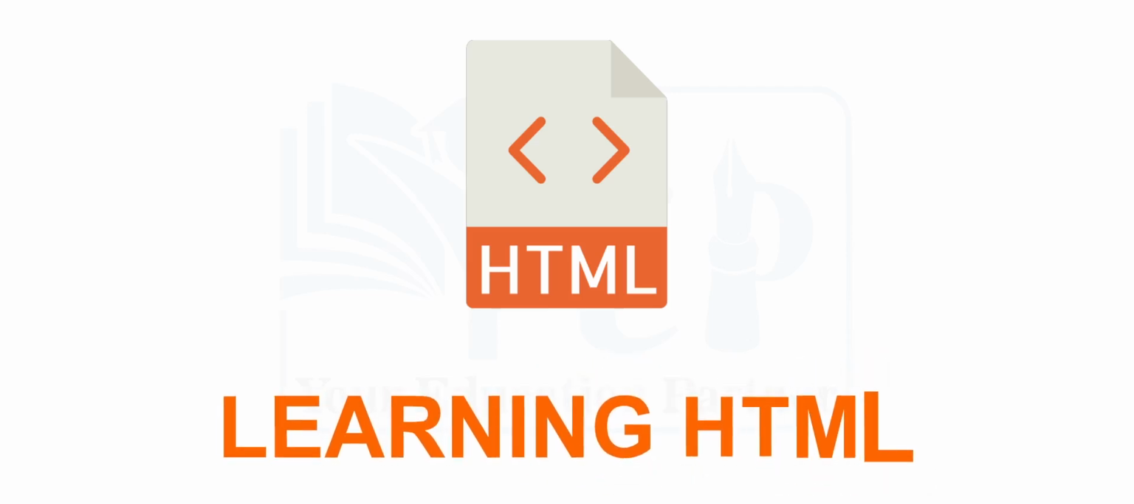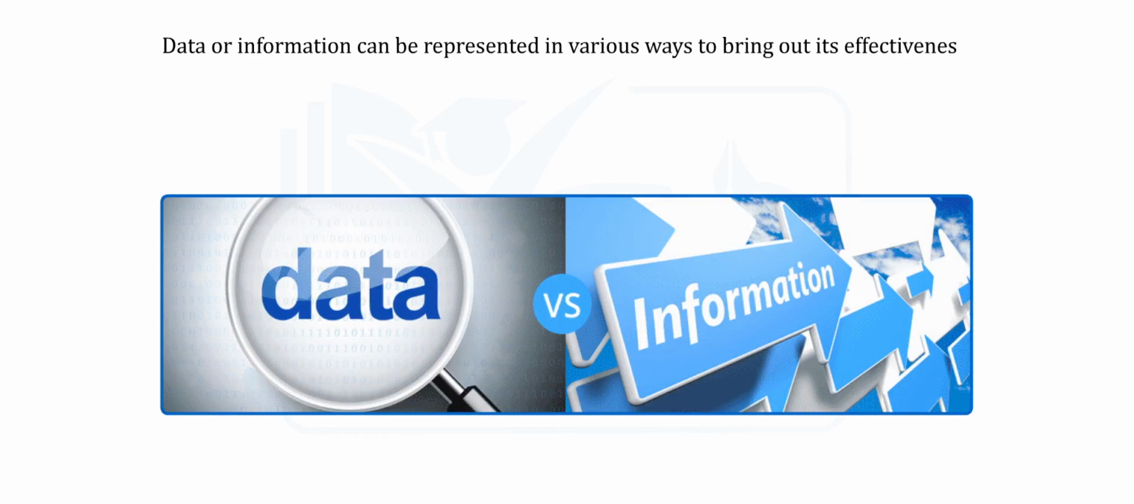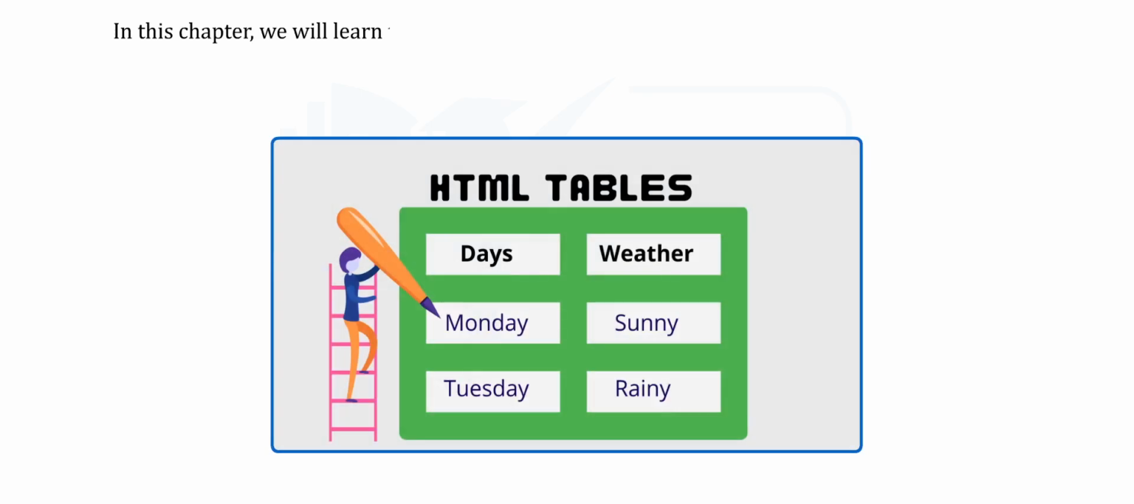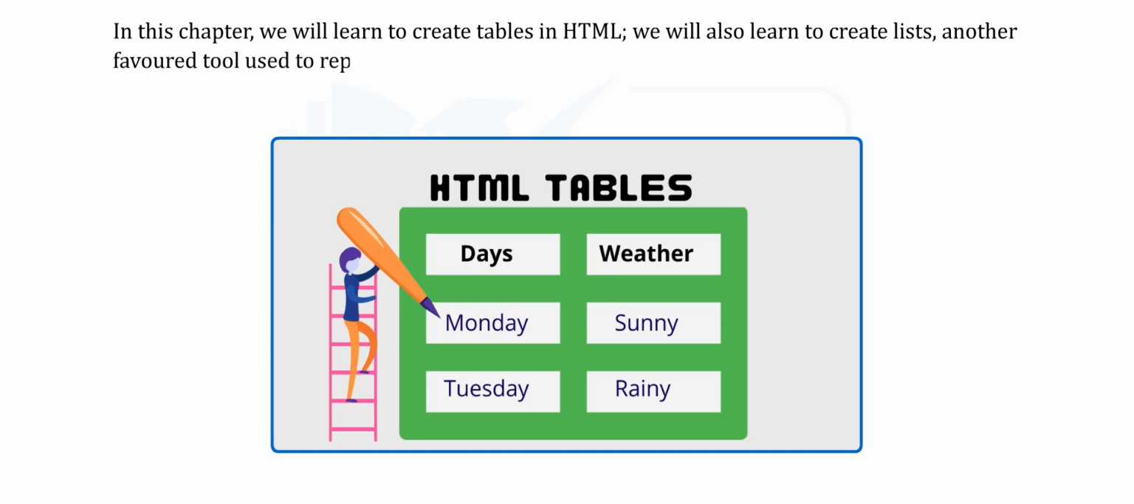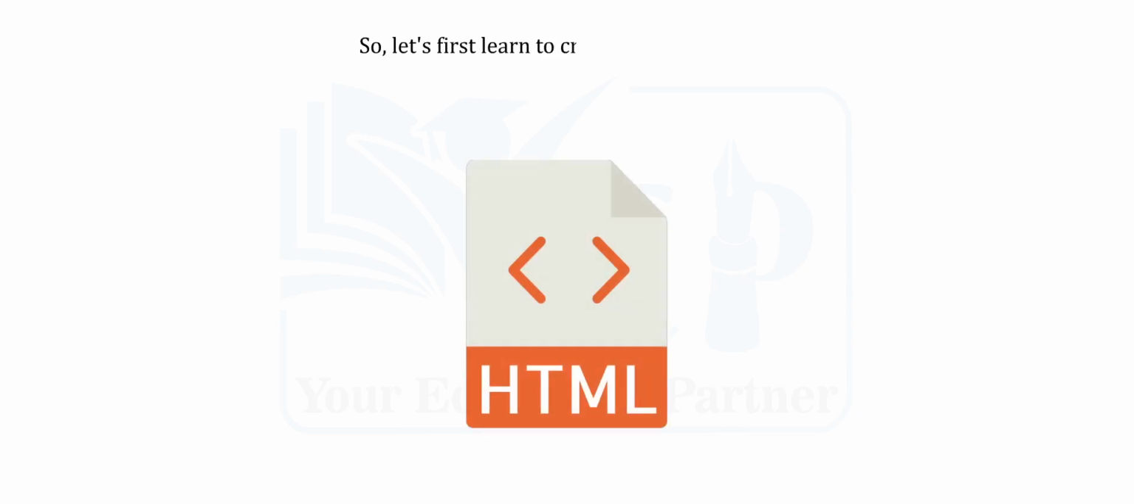We will be learning HTML. Data or information can be represented in various ways to bring out its effectiveness. When it comes to displaying information on a web page, tables are the best choice. In this chapter, we will learn to create tables in HTML. We will also learn to create lists, another favored tool used to represent data items, especially when the data items are limited. So let's first learn to create tables and lists in HTML.